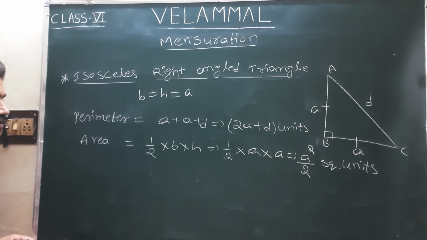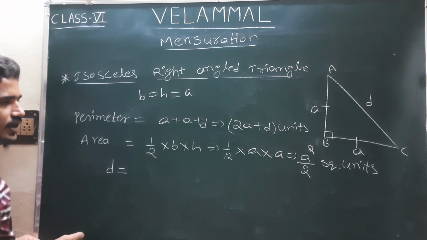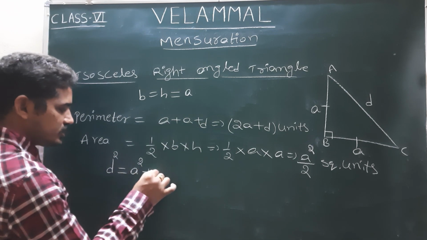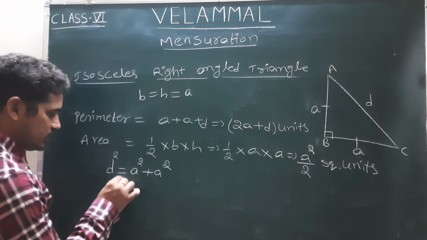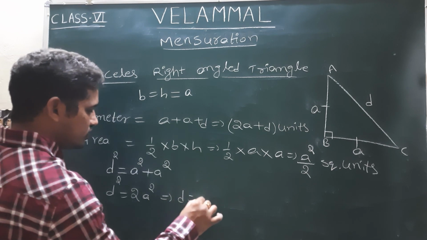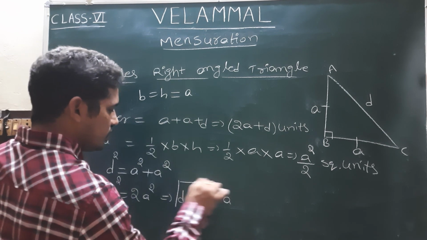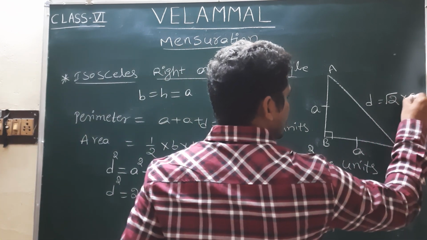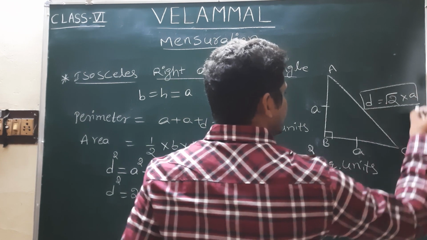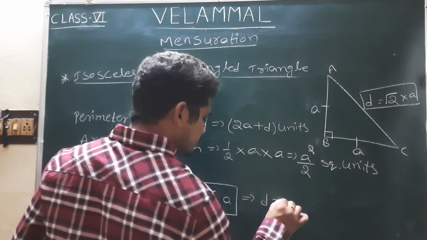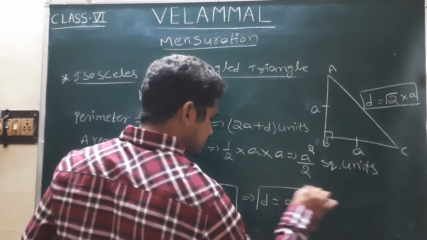Okay. Next, if we want to find the D value, we know hypotenuse square is equal to the sum of the squares of the sides, A square plus A square. So D square is equal to A square plus A square, which is 2A square. So D is equal to root 2 into A. In the isosceles right angle triangle, the hypotenuse we will say as root 2A, or else we can write D is equal to A into root 2 units also.